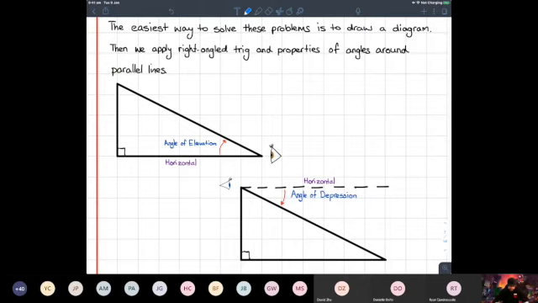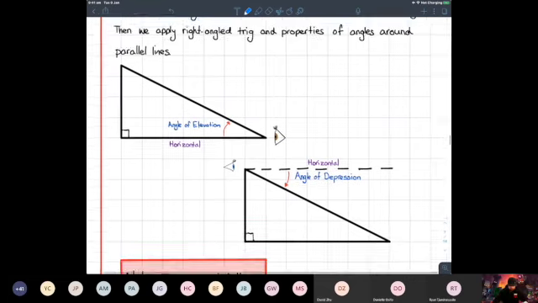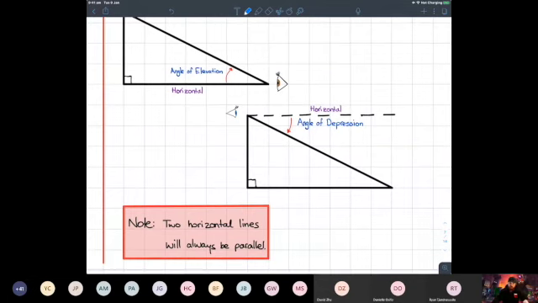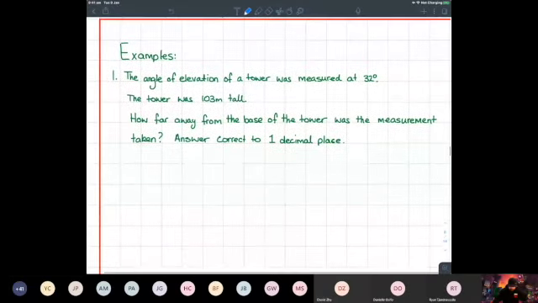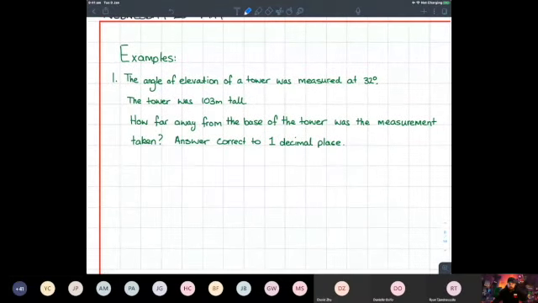And there's just some really bad drawings of eyes talking about elevation looking up from the horizon and depression looking down from the horizon. Cool. And I can't stress enough to lock away in your memory bank that two horizontal lines are parallel to each other. All right, so jumping into two examples on angles of elevation and depression.